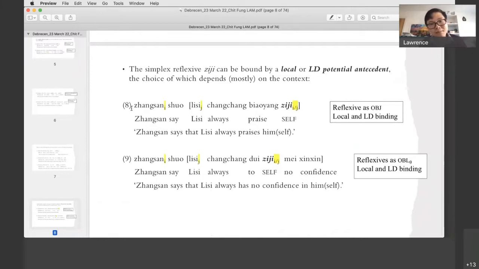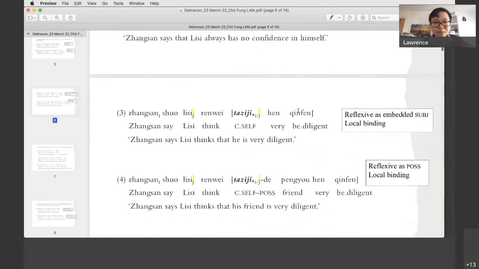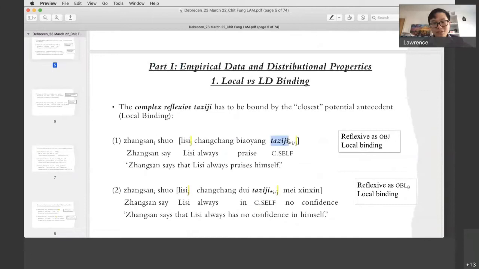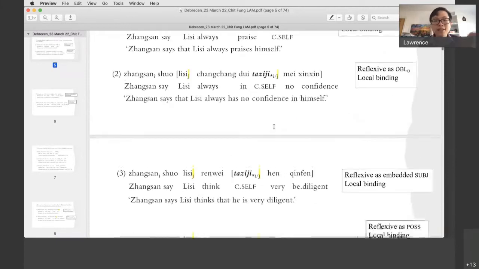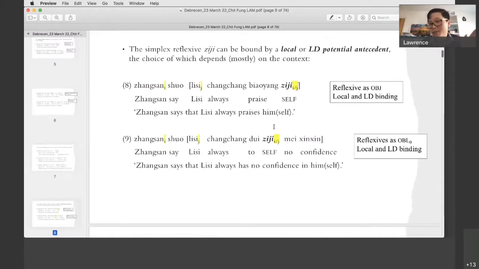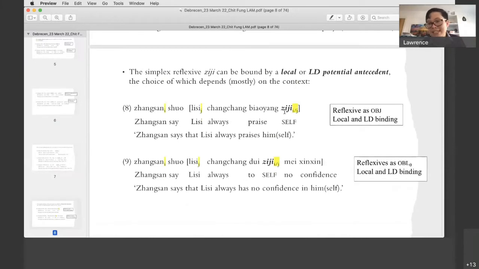So in example 8, Zhang San says, Li Xu always praises self. So we've got two potential antecedents, and it can refer to one of them. So it depends on the context. You can contrast it with example 1 here. It's a nice contrast: same or similar sentence, different reflexives. One engages in local binding only, but for the simplex reflexives, both local and long distance binding are possible.